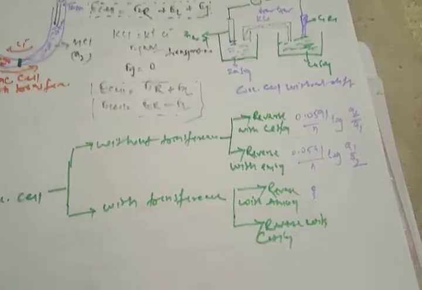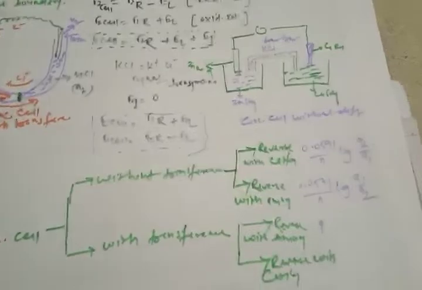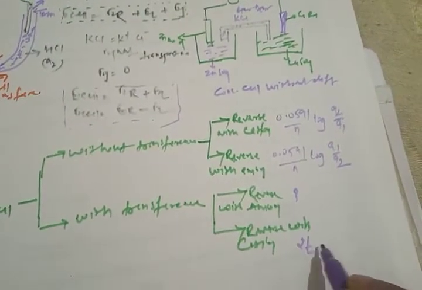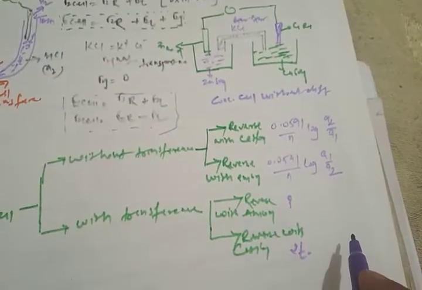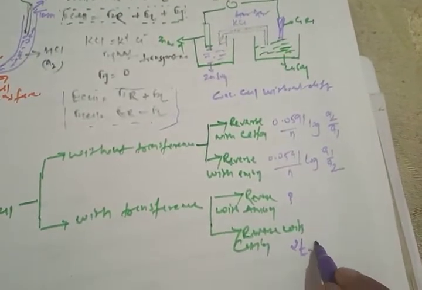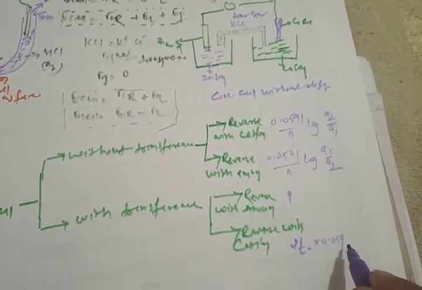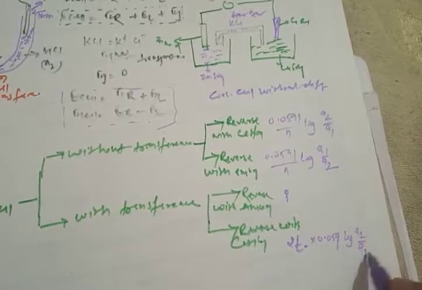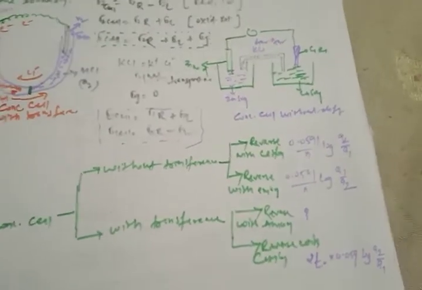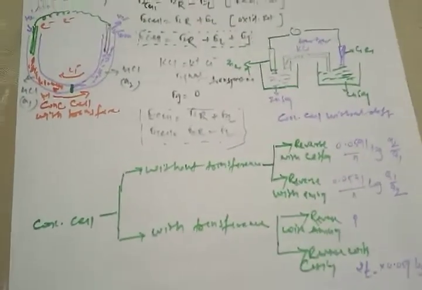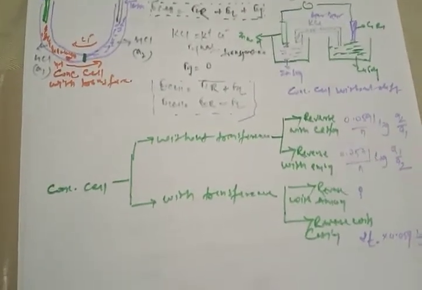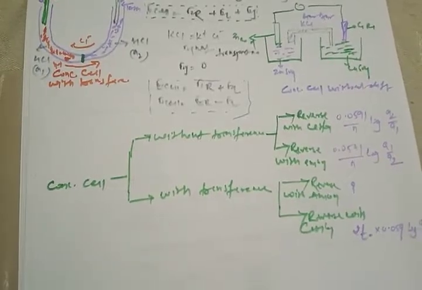This is a question for you: find out the equation for reversible with cation. If you know the values, it is very simple. It is 2t minus 0.059 log a2 upon a1. These are the values which we had already derived in our previous video.